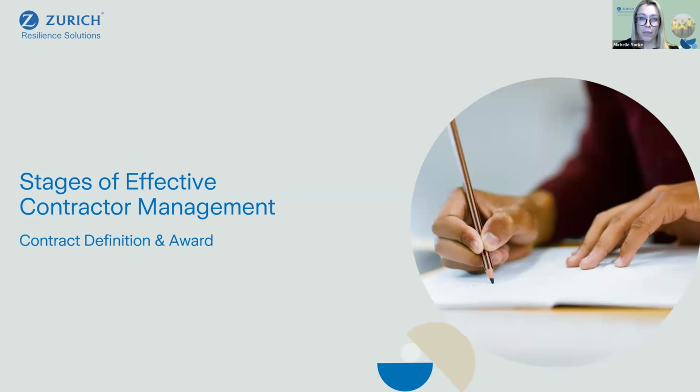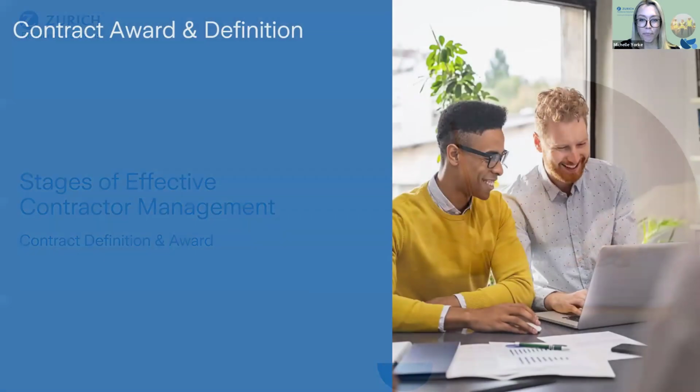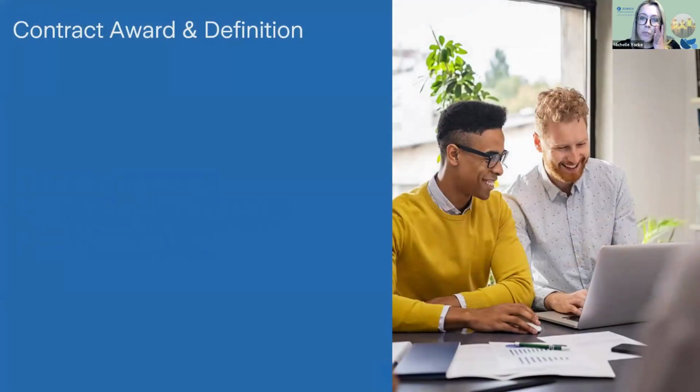This involves establishing clear contract terms, outlining the scope of work, timelines, budget, and performance standards to ensure mutual understanding. Awarding the contract to the most qualified contractor sets a strong foundation for a successful partnership and project execution. So for a small organisation, the contract award and definition stage should focus on some key elements that are both essential and manageable for you.